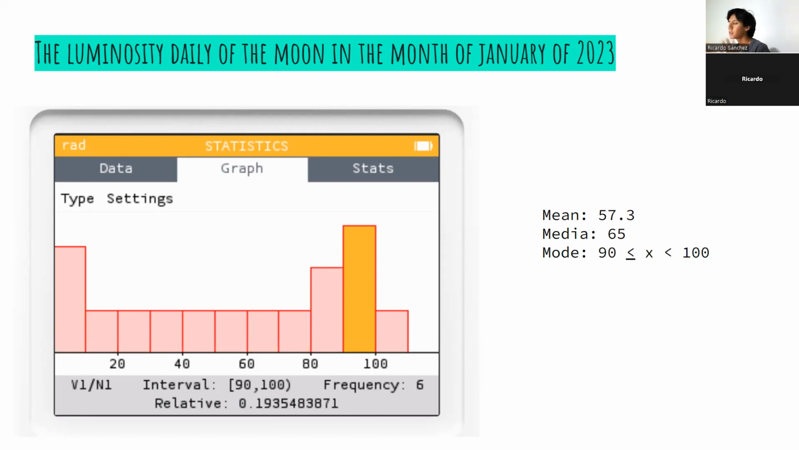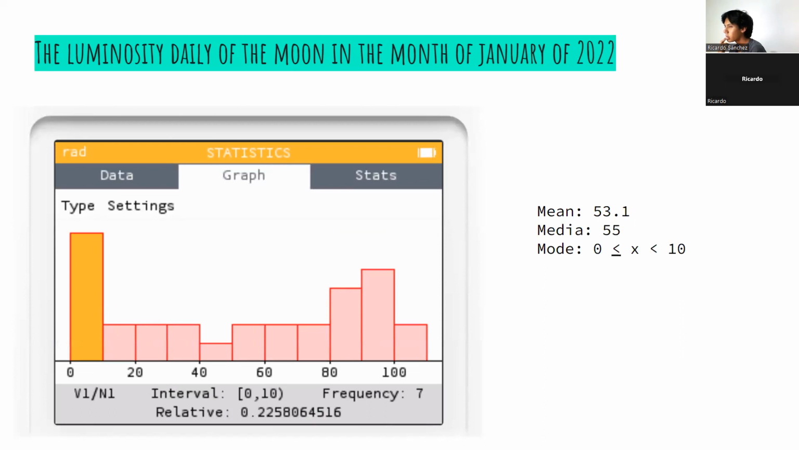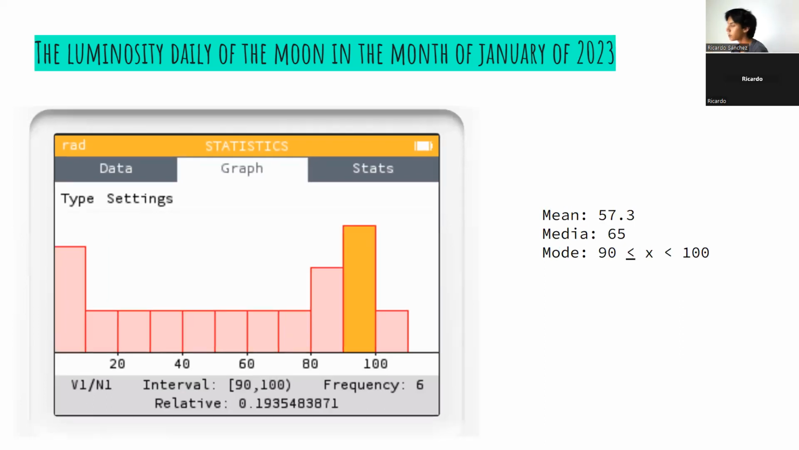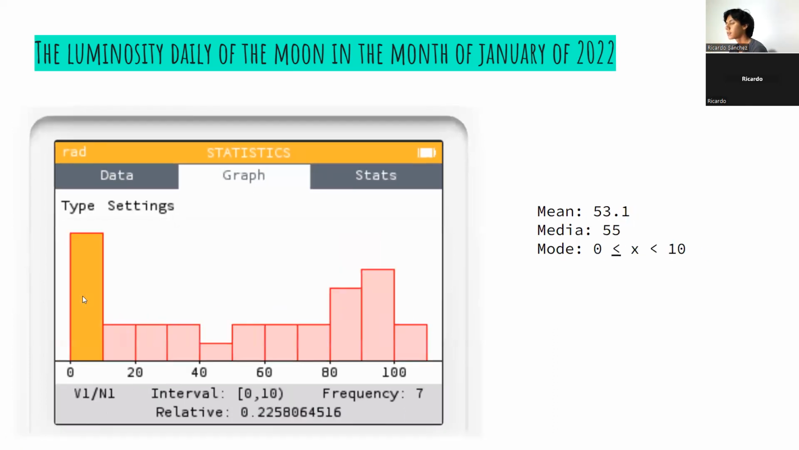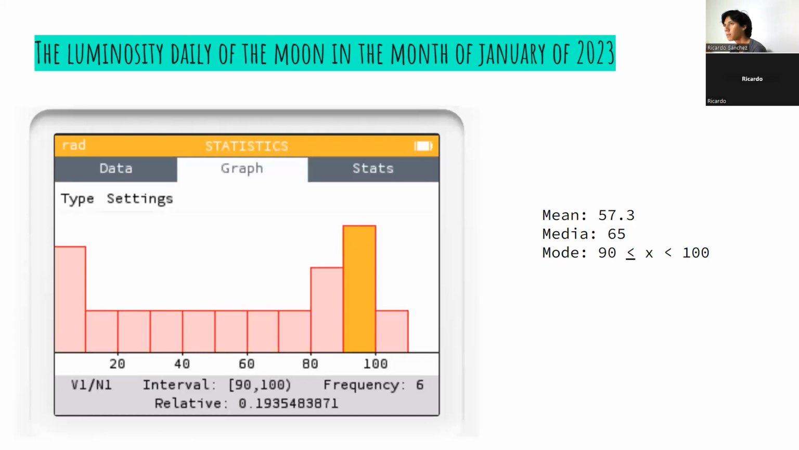So we can see that the moon was shinier, more shiny than last year, in this year, but at the same time it was darker than the normal period because it was shining in like 6 days, but in 5 days there was zero shine.